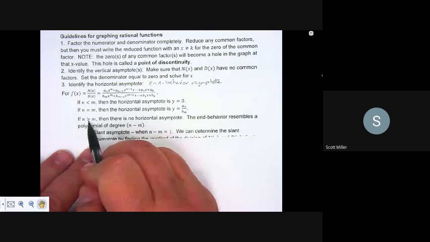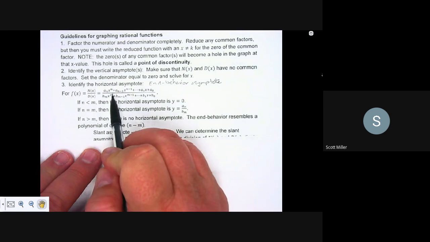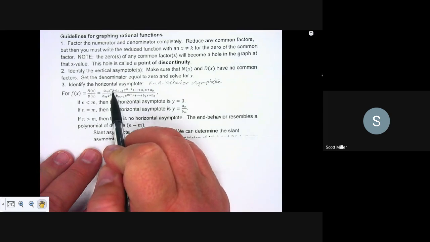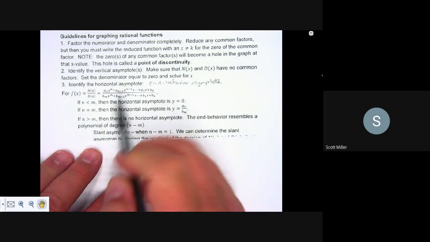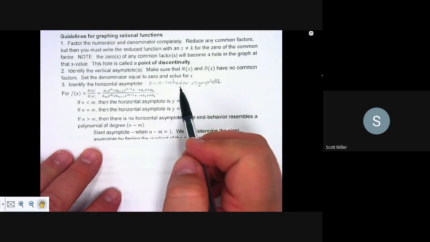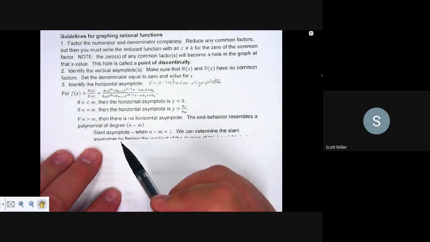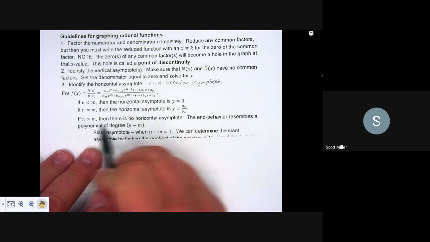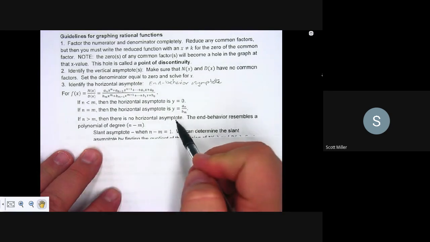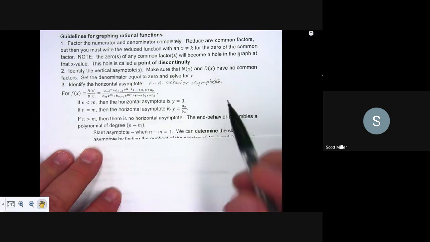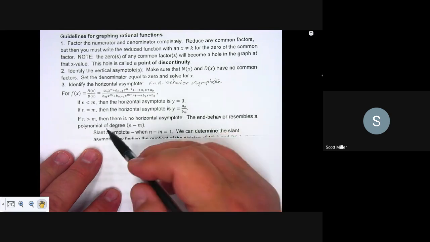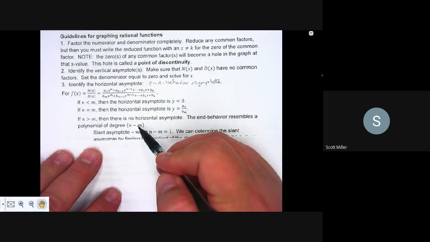The last one here is what happens if the top degree is bigger than the bottom degree. If the top degree is bigger than the bottom degree, then the end behavior asymptote is going to kick in and it's not going to be horizontal. In this scenario, there is no horizontal asymptote. The end behavior resembles a polynomial of degree n minus m.